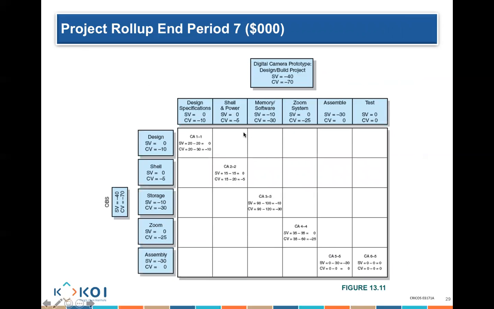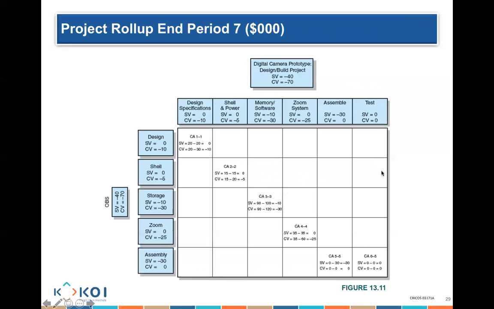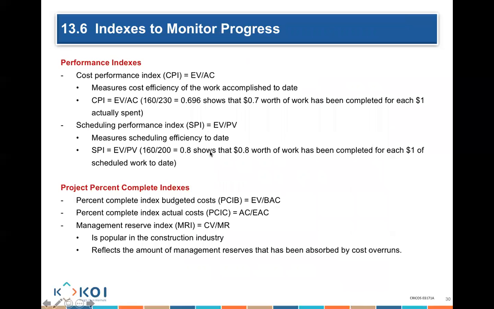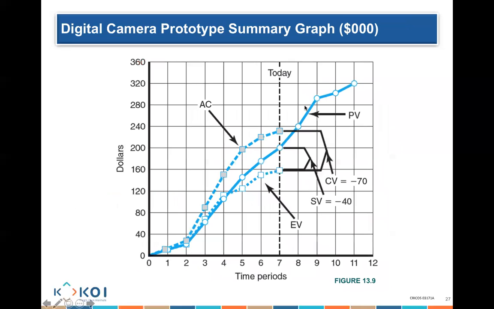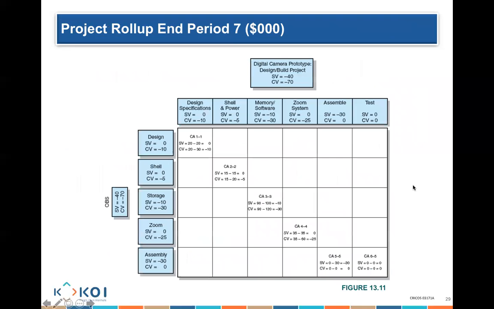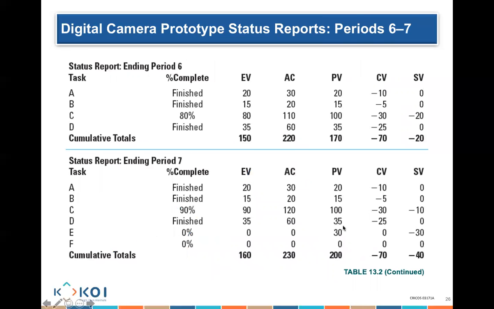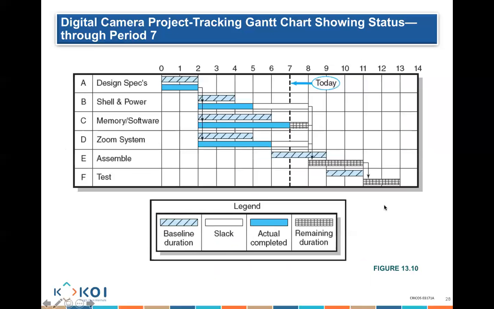So guys, we can see here, activity A. I want to show you. Cost variance minus 10, schedule variance is 0. Activity B, 0 and minus 5. Third one, C, minus 10 and minus 30.